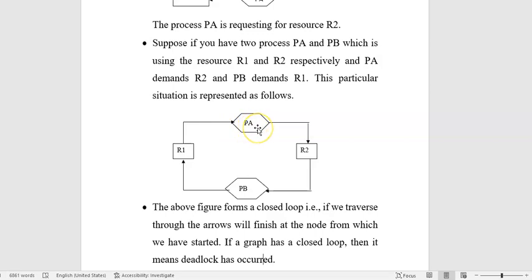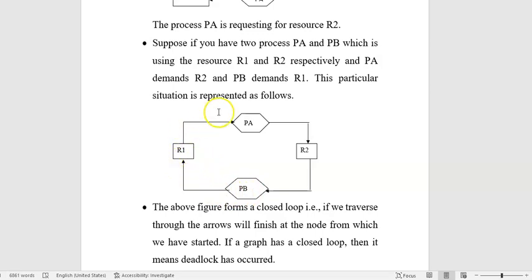Similarly, PA is requesting R2, so the arrow mark is given towards the rectangle box. If you consider PB, PB is using the resource R2, so the arrow mark is near the hexagon, and PB is requesting R1, so the arrow mark is towards the rectangle.